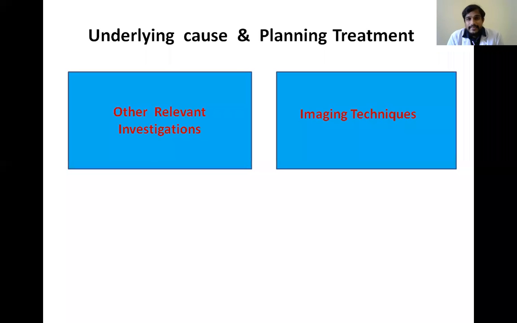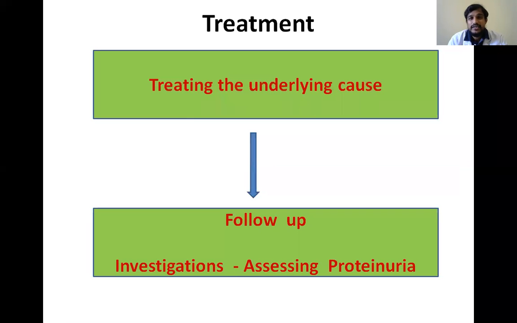And after categorizing, we will do all the relevant investigations. The first layer of investigations is to check the proteinuria and the type of proteinuria, and to see the underlying cause, we'll do the other relevant tests and imaging techniques, and we'll detect the underlying cause and plan a proper treatment. So treatment is nothing but treating the underlying cause, and the follow-up is the investigation. Okay, mainly assessing the proteinuria.